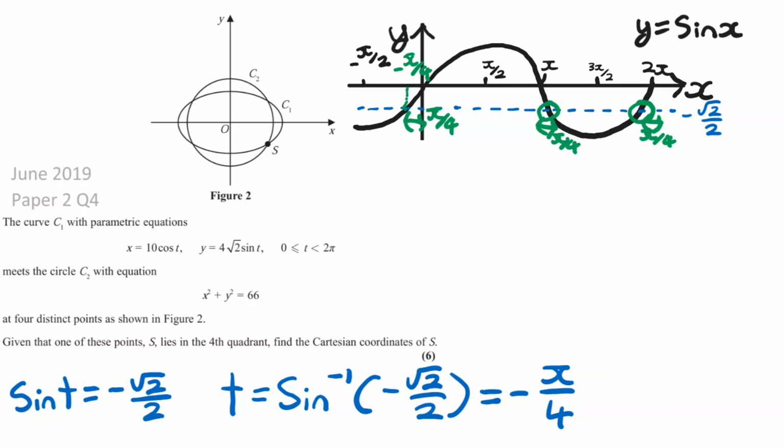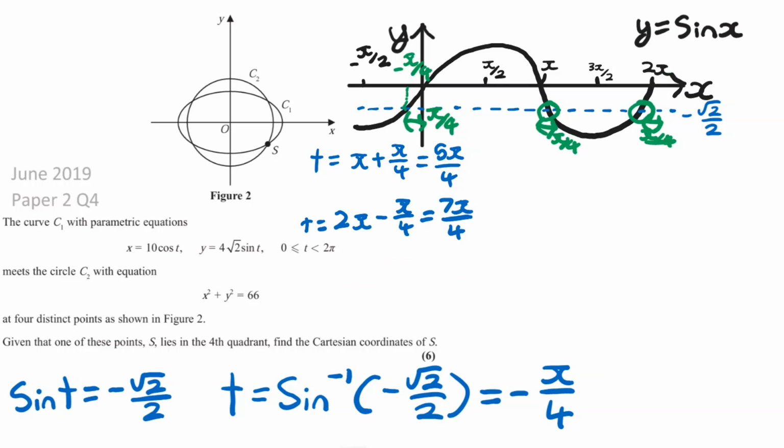So to find these 2 points, t is going to be pi plus this difference, pi over 4, which is equal to 5 pi over 4, and 2 pi minus this pi over 4, which is 7 pi over 4. So there are 2 t values in this domain between 0 and 2 pi that give you minus root 2 over 2 when you take the sine of them, which are 5 pi over 4 and 7 pi over 4.